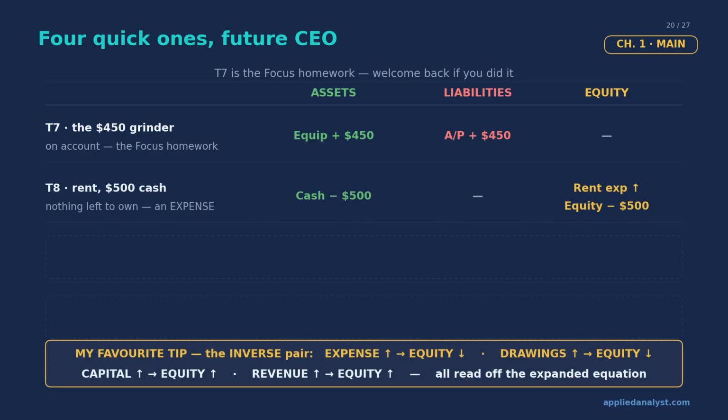Transaction 8. Rent $500 cash. Cash down $500. And unlike the machine, you got nothing you can keep. The month of space is already gone. Money spent with nothing left to own is an expense.